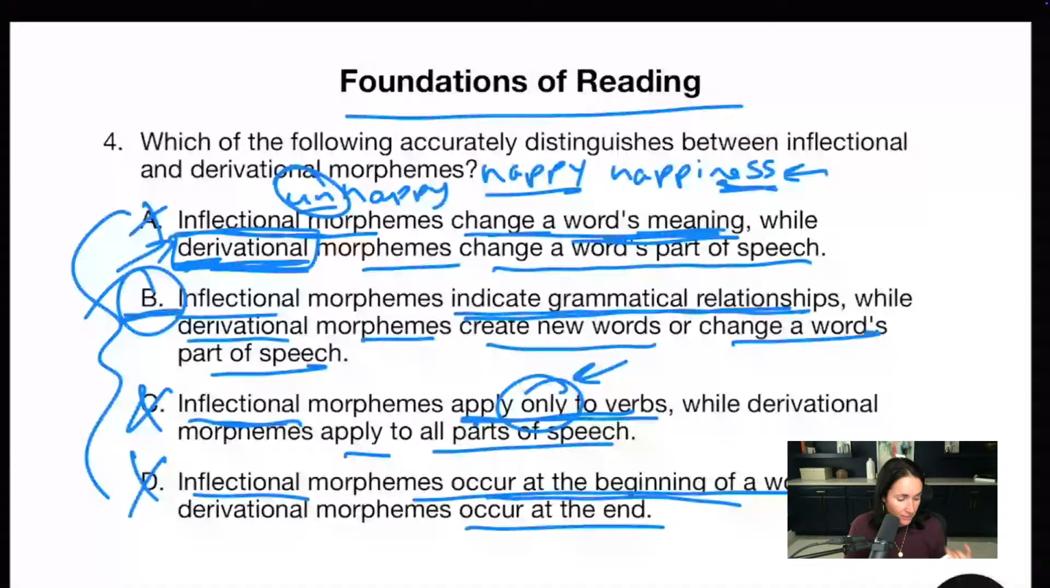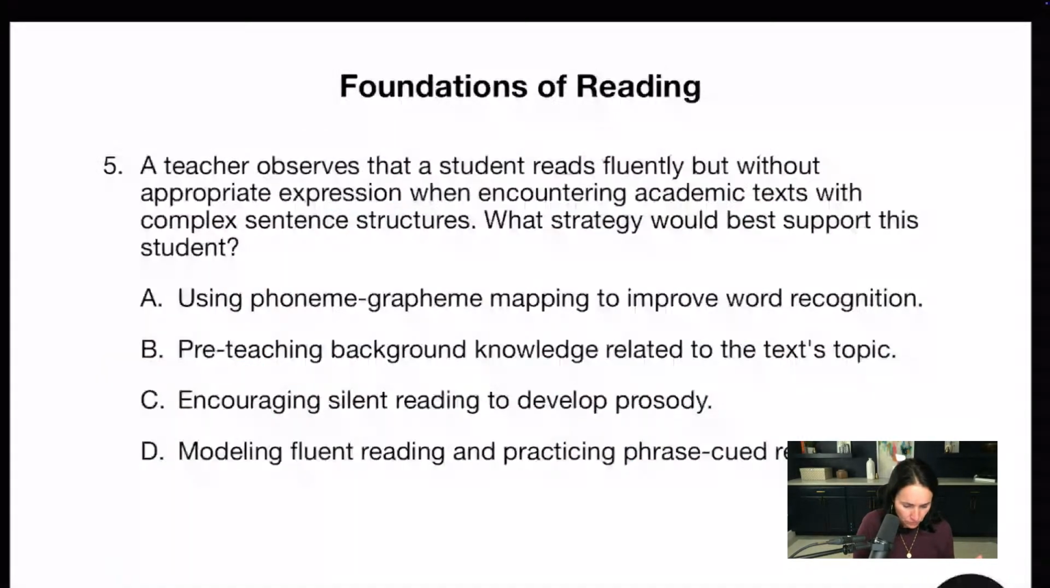You have to have a couple things here. You have to totally understand the difference between inflectional morphemes and derivational morphemes. And you have to think like a test maker and discredit or cross out any of these that don't fit. All right. One more from the foundations. Two more, I think. Two more from the foundations of reading. All right. Here we go. This is number 5 in your free study guide.